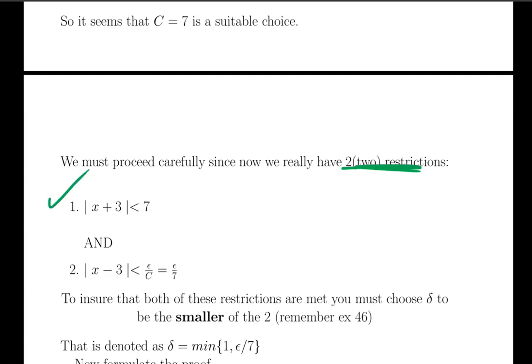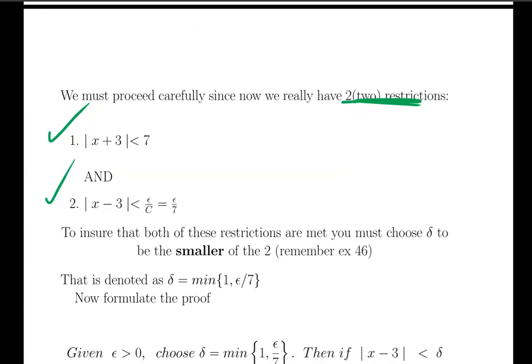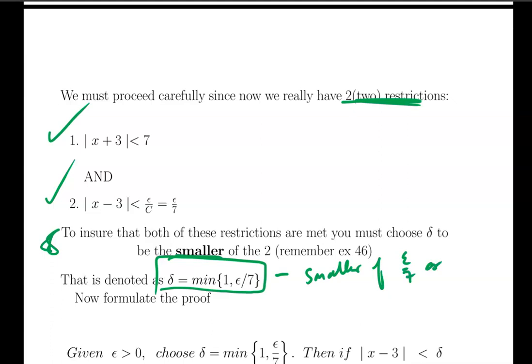We have our constant 7, and then we need the epsilon over 7 if that ends up being our constant. But this constant was built on within 1 unit, okay? So to ensure both of these restrictions are met, you have to choose the smaller of the 2. How do we do that? We use this notation right here. min{1, epsilon/7}. Okay, that means smaller of epsilon over 7 or 1.